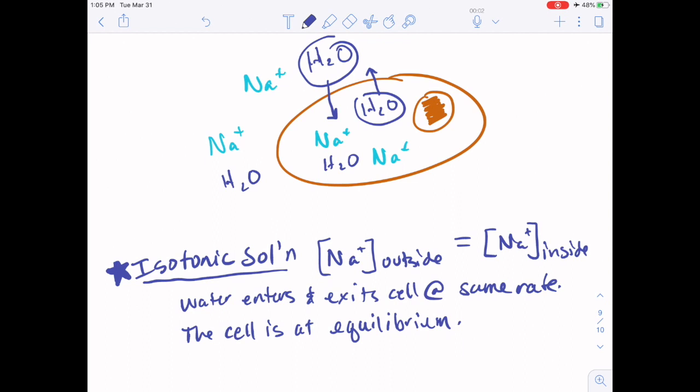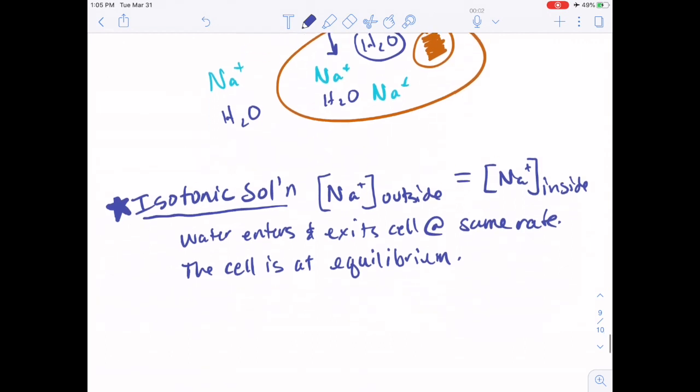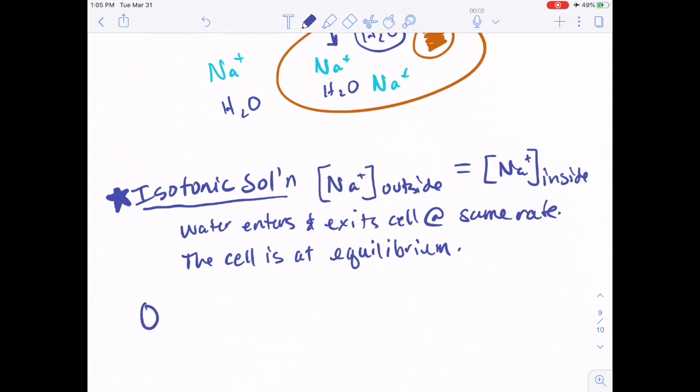Please be able to know which way water moves, and please know that water moves through the process of osmosis. Know the definition of osmosis. It's a little different from diffusion. It's a type of diffusion, isn't it? It's diffusion of water across a semi-permeable membrane in order to equalize a concentration gradient caused by a solute. In this case, it is sodium.